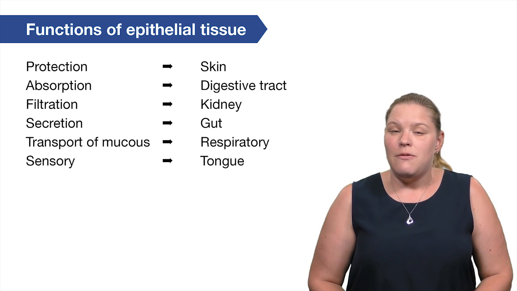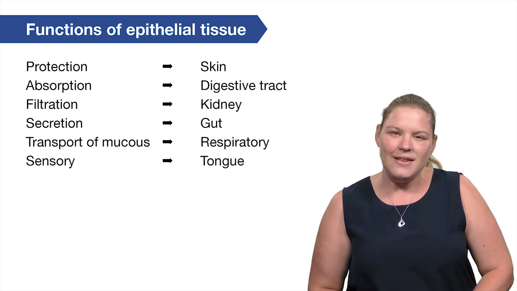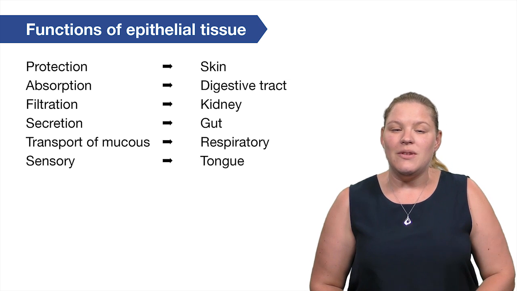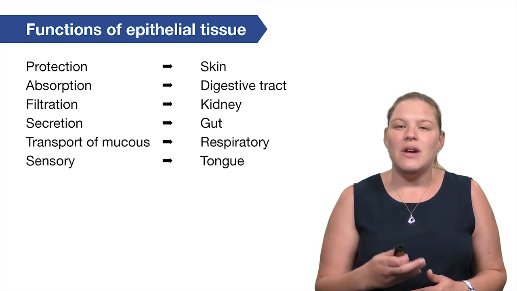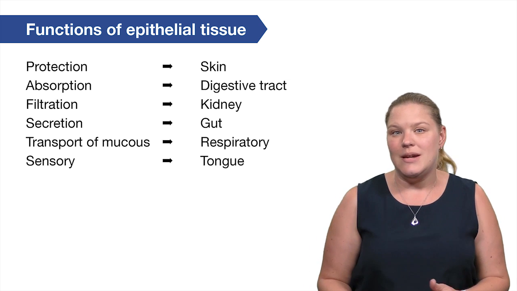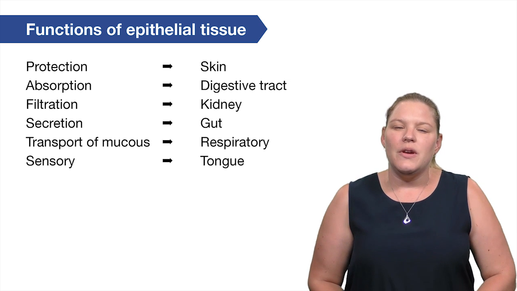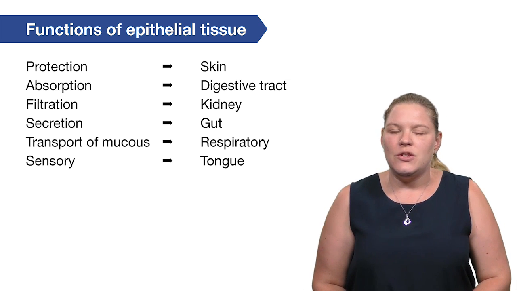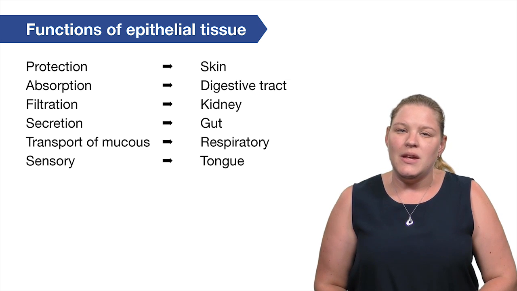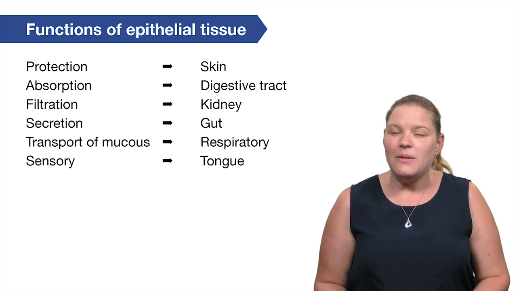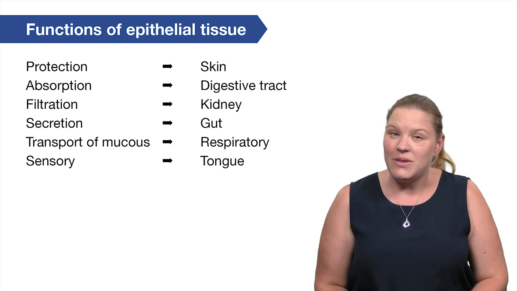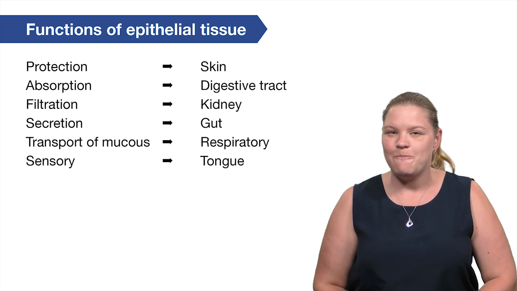Epithelial tissue can filter substances as well. So our kidneys have epithelial tissue involved in filtering the blood and cleaning the blood, getting rid of substances. Epithelial tissue can secrete substances. So, for example, in the gut, we're going to secrete acids to help with the breakdown of food. We've also got epithelial tissue that's involved in transport within the respiratory system. In particular, we've got mucus in the respiratory system that is keeping our respiratory system healthy. And we also have epithelial tissue involved in sensory function. So we find epithelial tissue on the surface of our tongue.